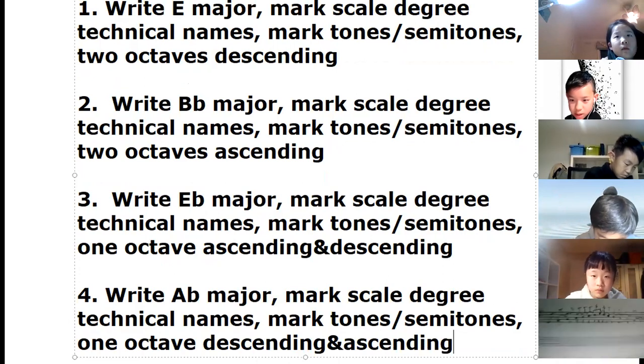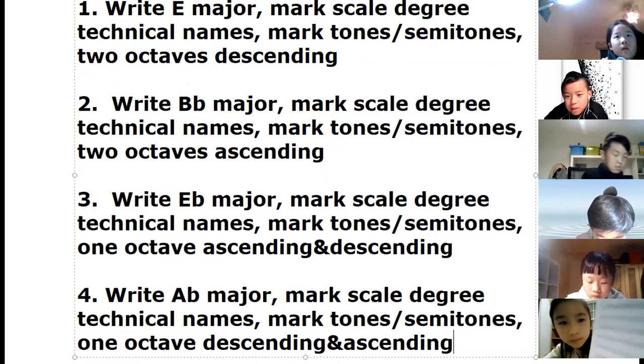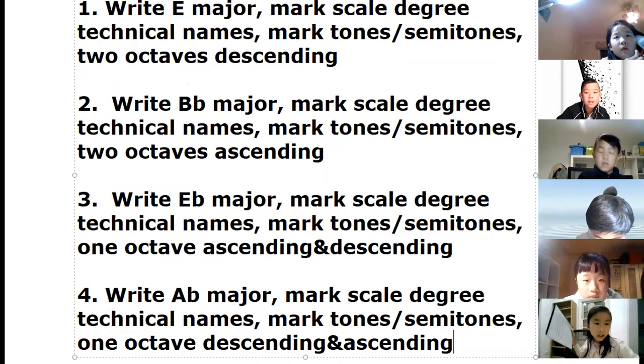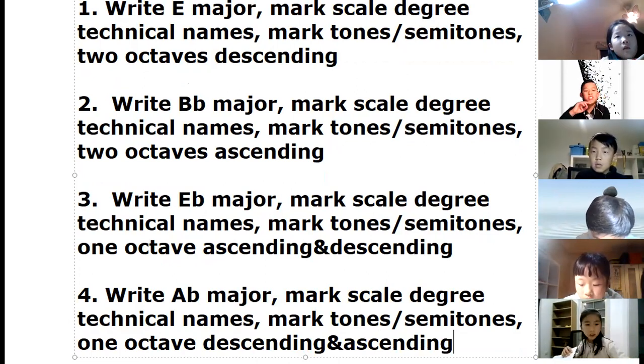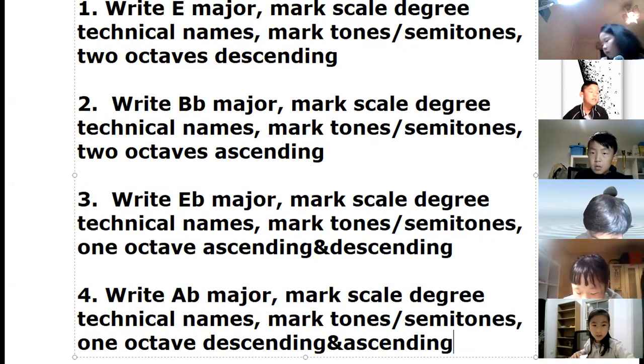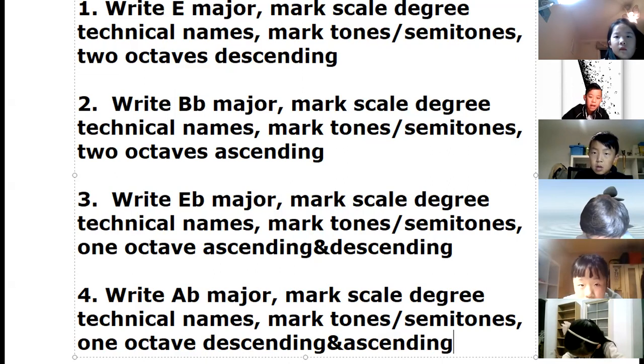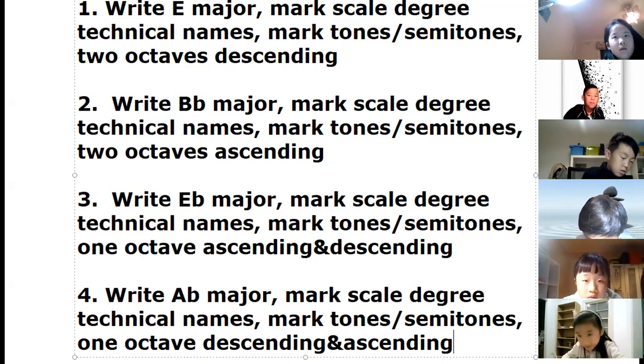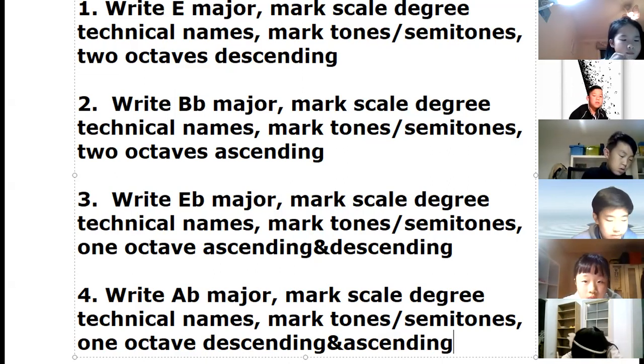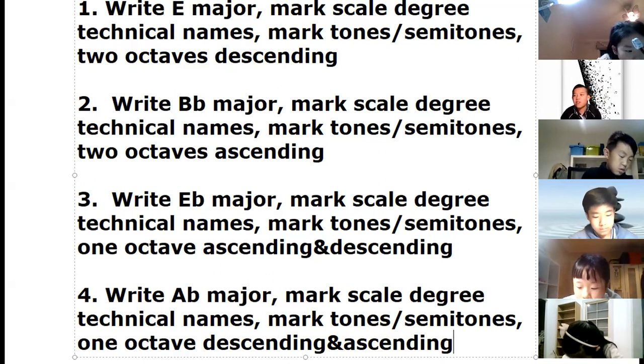Junya, can you also write the technical names for the scale degrees? Like tonic, supertonic, etc. Also, I'm being very fussy here, but semitones, you use curve brackets to mark. Tones, you use square brackets to mark. I'm being very fussy here, guys. Sorry.